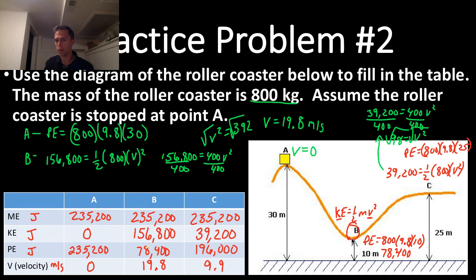As it goes down, it's going to have its greatest velocity at point B, because that's the lowest point. And then as it climbs back up, that velocity is going to decrease. But we'll get more height, so we get more potential energy. And so that's one example of a roller coaster and how to figure out its potential, kinetic, and mechanical energies. So hopefully that helps.